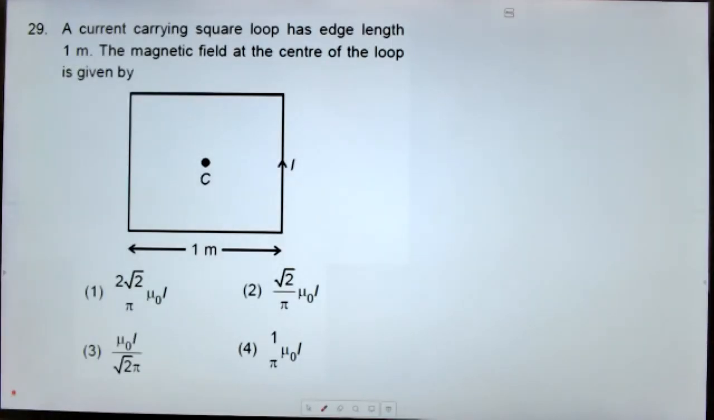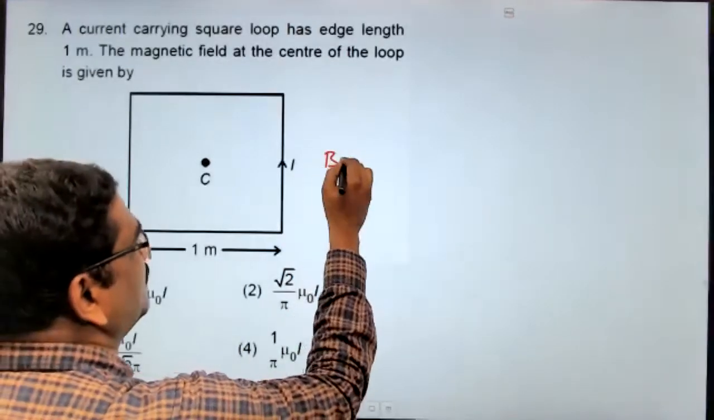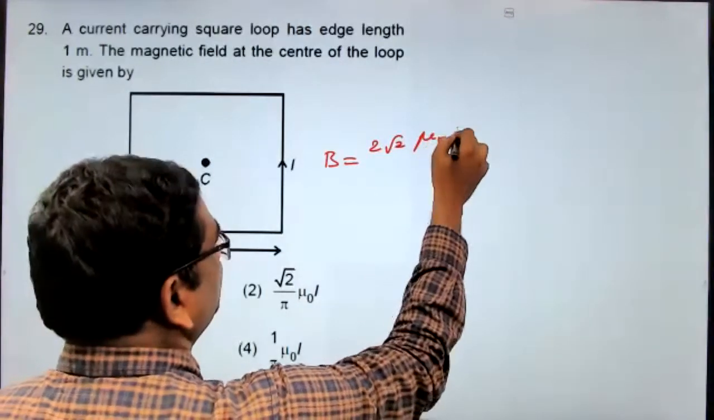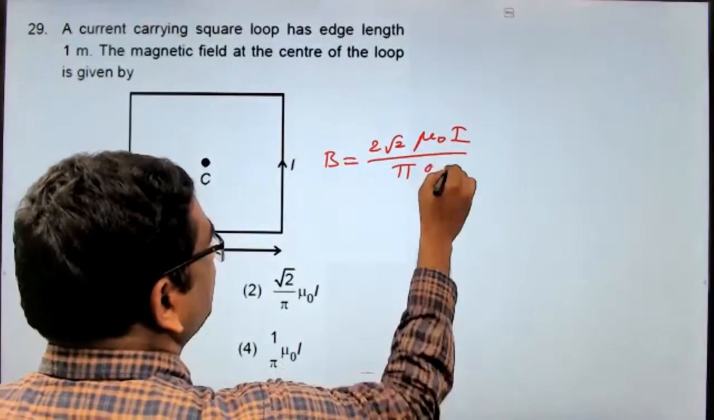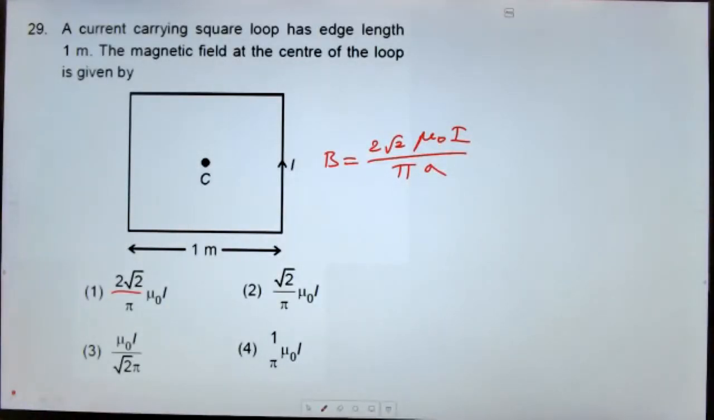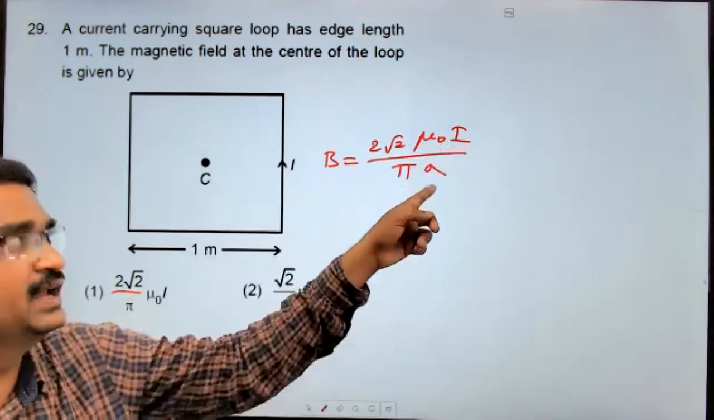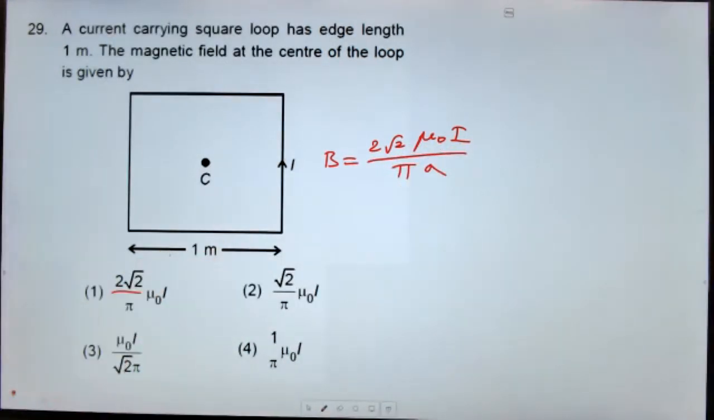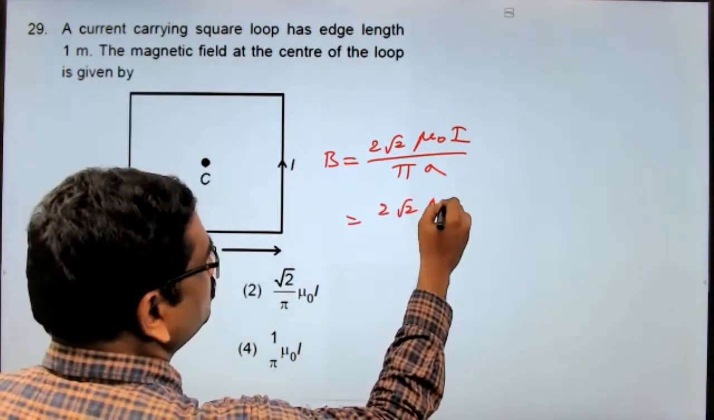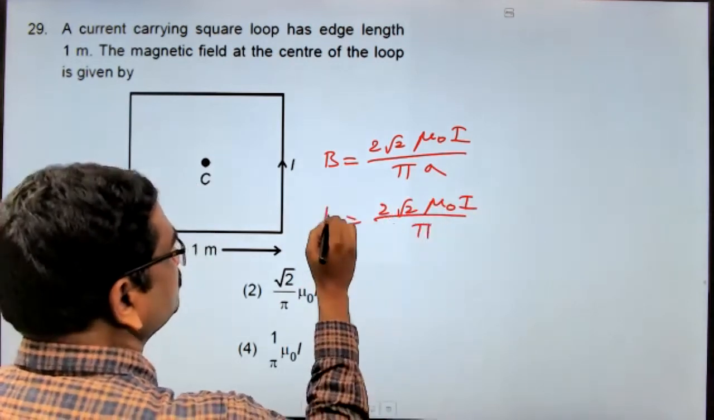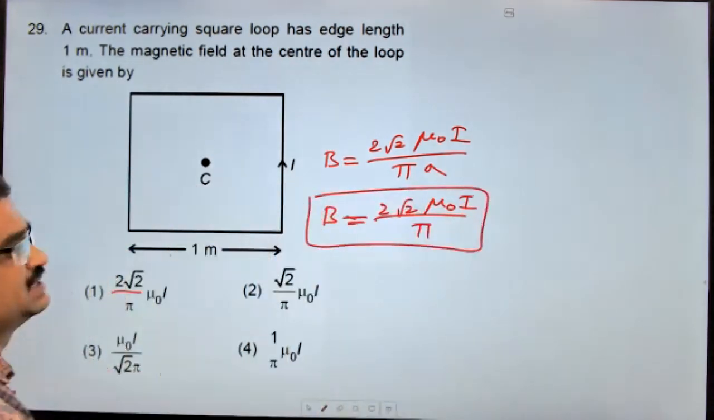Next, binding energy per nucleon is highest for iron only, Fe. Next, the current carrying square loop has an edge of length 1 meter. Then magnetic field at center of the loop is. For a square loop, the magnetic field formula is 2√2 into mu naught into I by pi into side length. So side length, what is the A value? 1 meter here. So substituting 1 meter, 2√2 mu naught I by pi is the magnetic field at the center of the square loop.